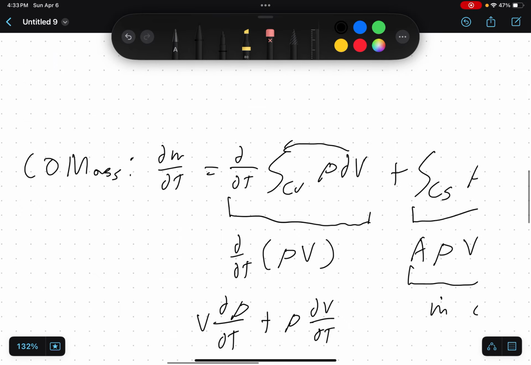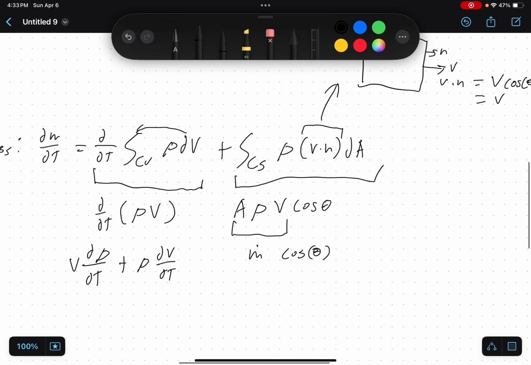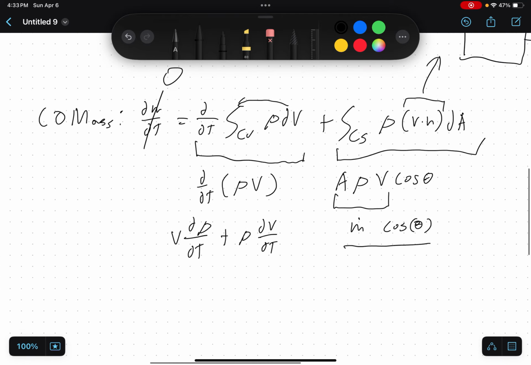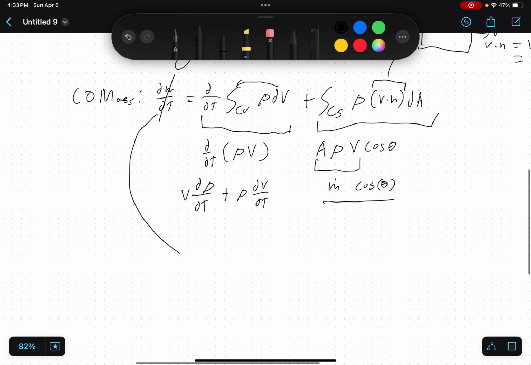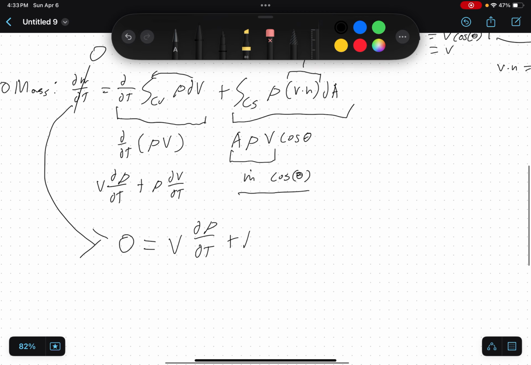And the last term is dm dt. That's the rate of change of mass in the control volume, but that is effectively this term. So it's kind of double counting, so you always just say that's 0. So you're left with 0 equals V d rho dt. This is volume, by the way, not velocity. I know there's two V's and it's confusing. Plus rho dV over dt plus m dot cosine theta.